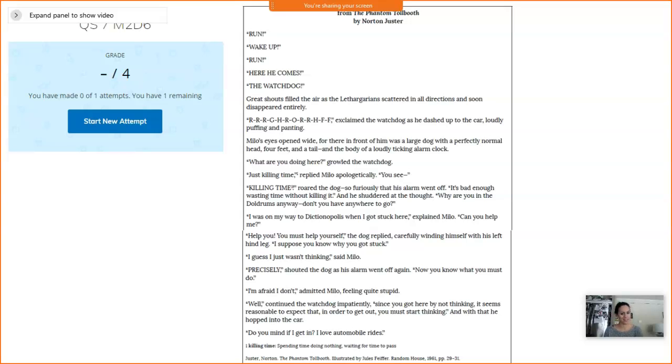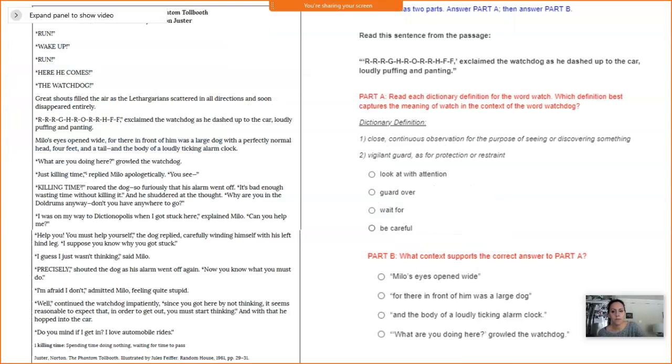I love automobile rides." So, let me read the questions to you, and then you'll be able to start on your own. Read this sentence from the passage. There are two parts to this question. Notice at the top it says there's part A and part B. "Ruff!" exclaimed the watchdog as he dashed up to the car, loudly puffing and panting. What you're going to do is read each definition, 1, 2, 3, 4, for the word watch. Which definition best captures the meaning of watch in the context of the word watchdog?